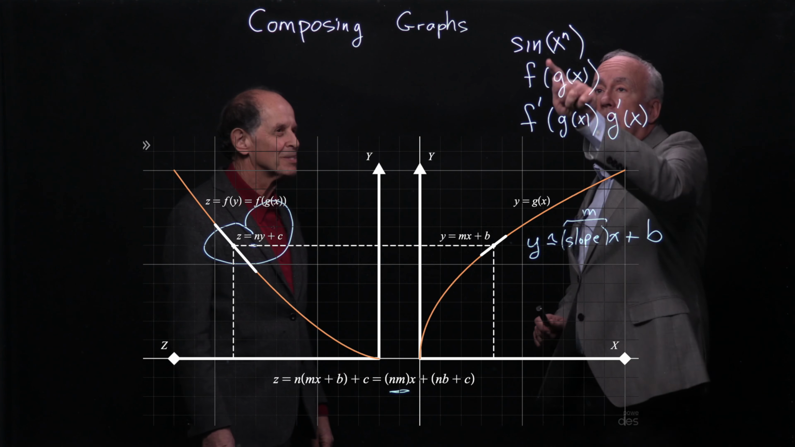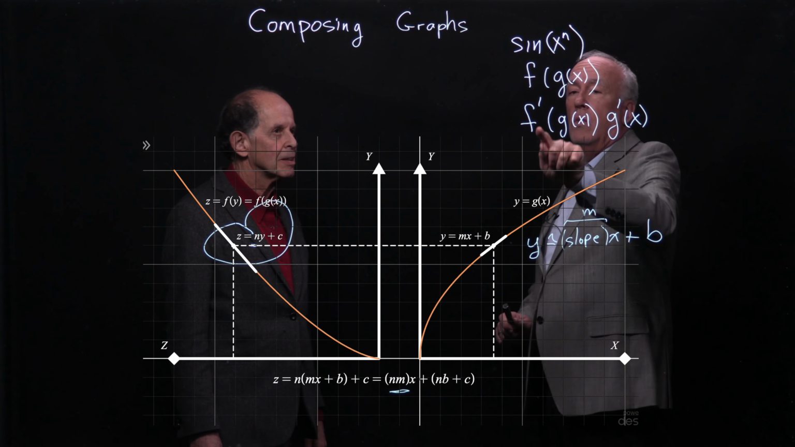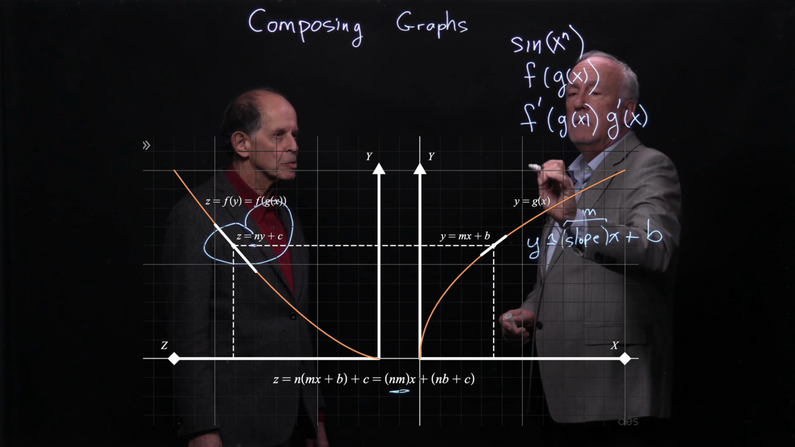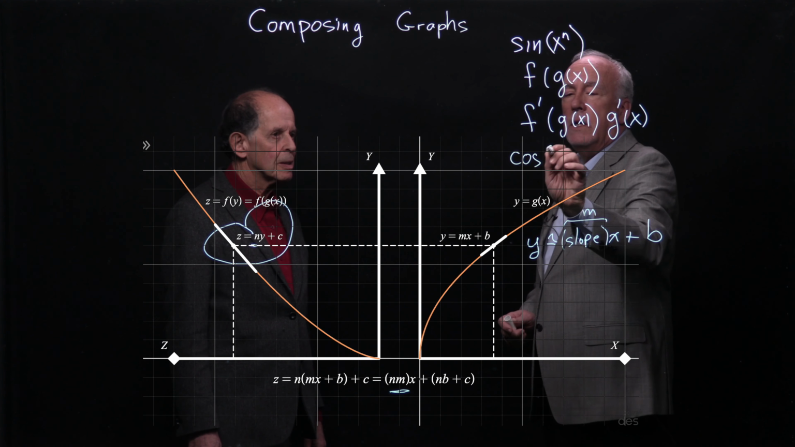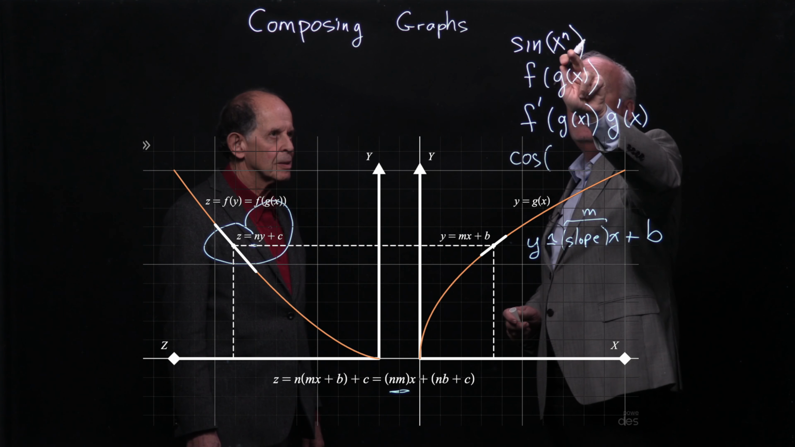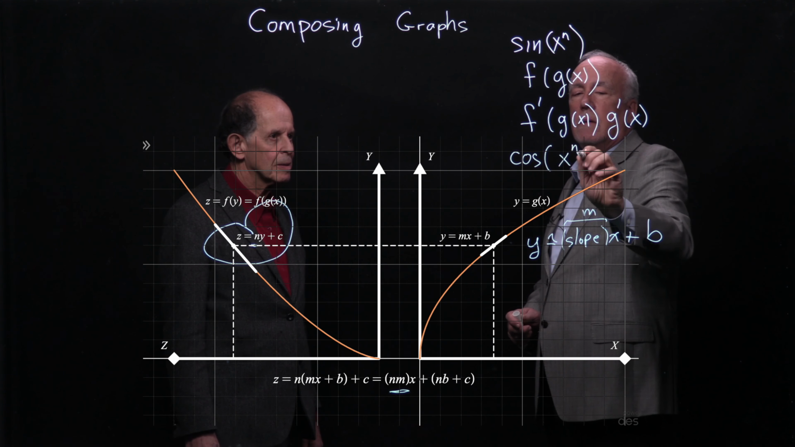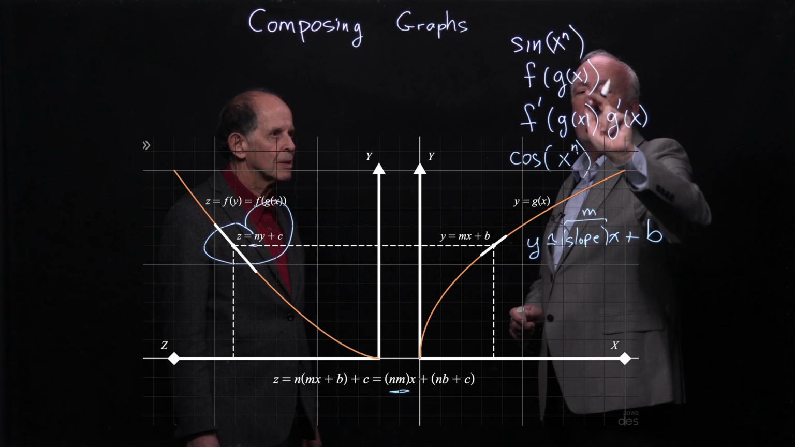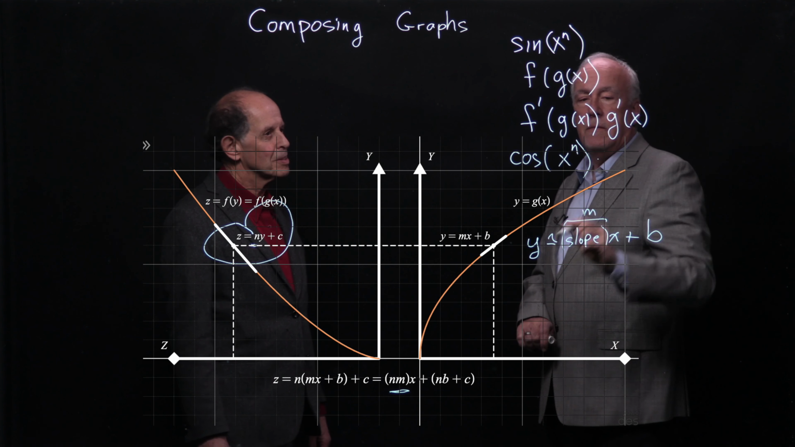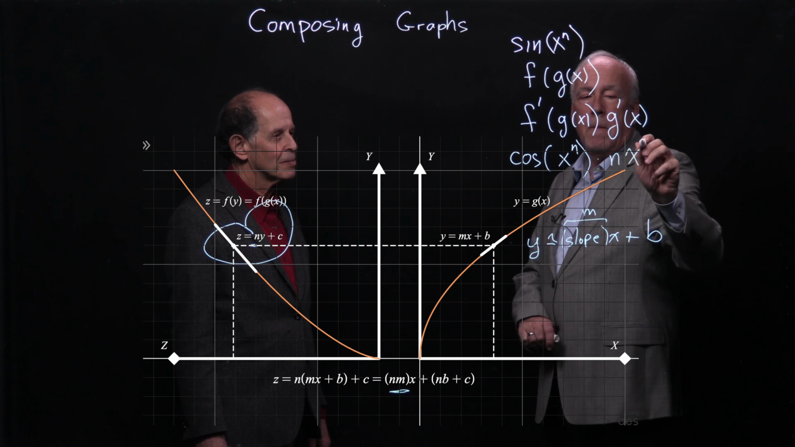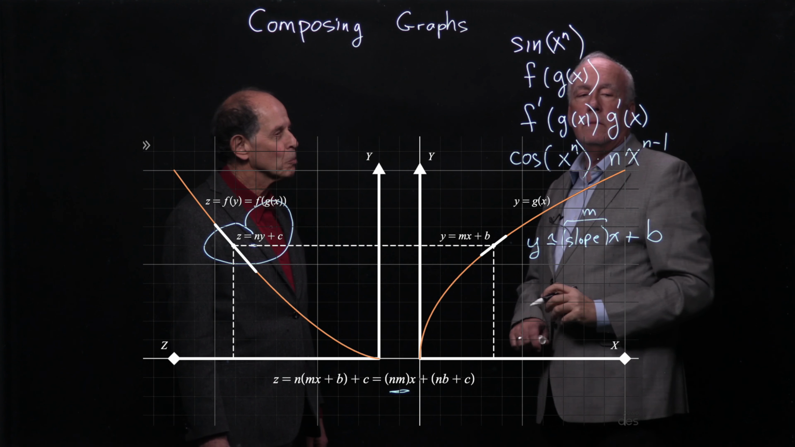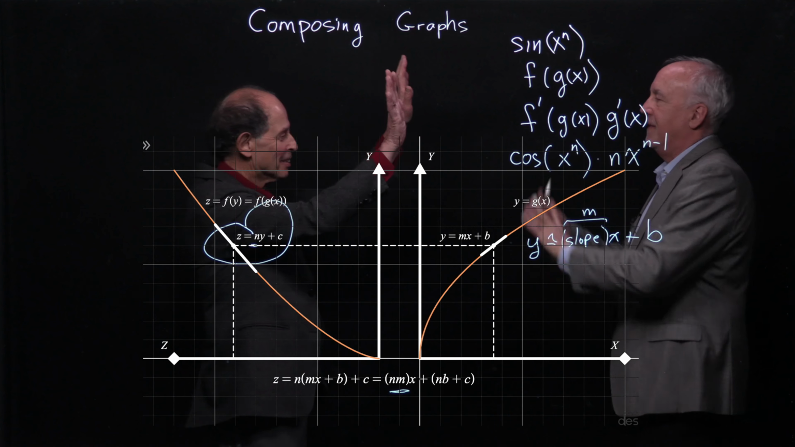Sure. So sine is the function f. What's the derivative of sine? Cosine. Cosine evaluated at g of x. This is g of x. And what's the derivative of this x to the n? n x to the n minus 1. And that's what we got last time.